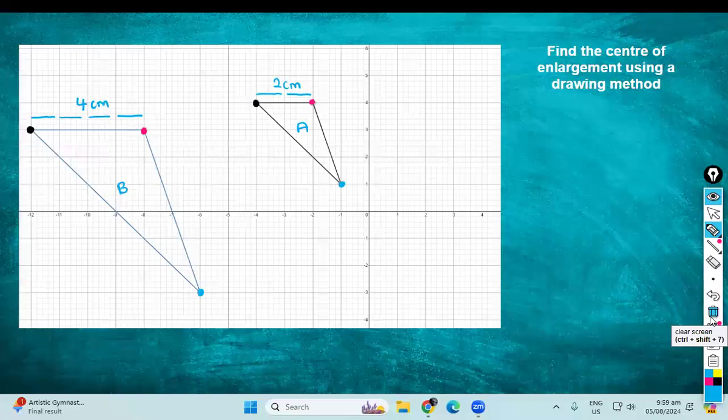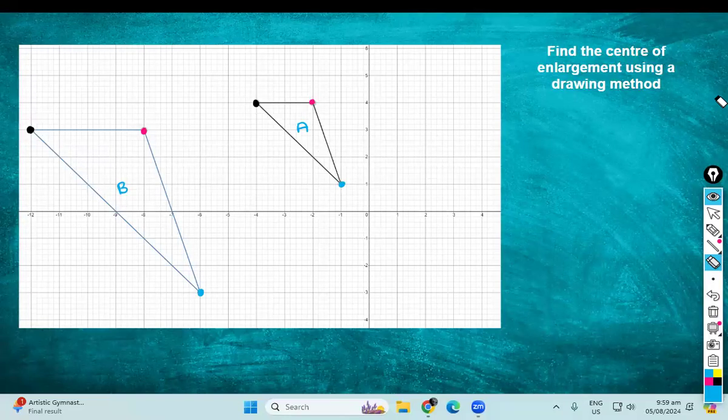But how do you figure out where the center of enlargement is? Tell me something. Does the center of enlargement always have to be the origin? The center of enlargement doesn't always have to be the origin. So how do you find it? It's a real simple process. All you are going to do is connect 2 similar points.